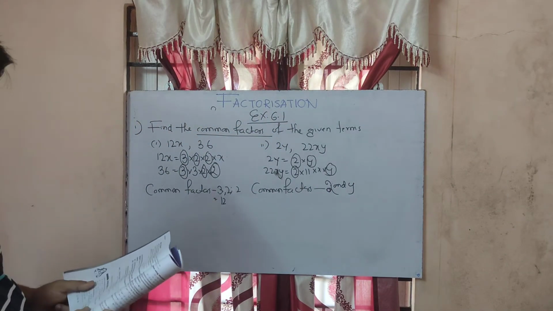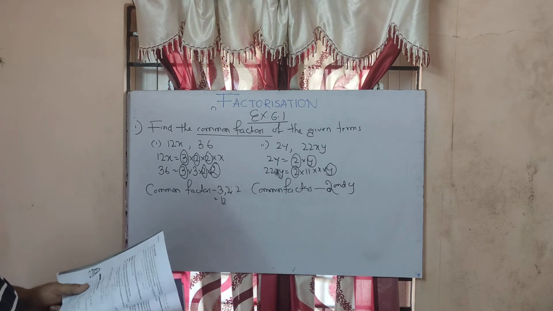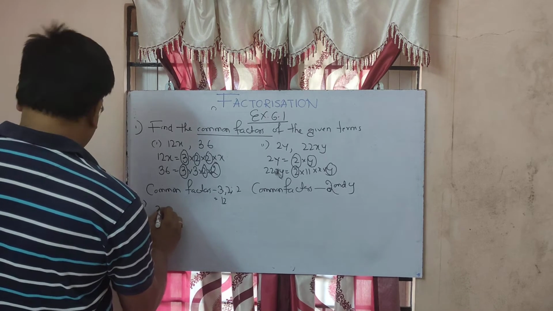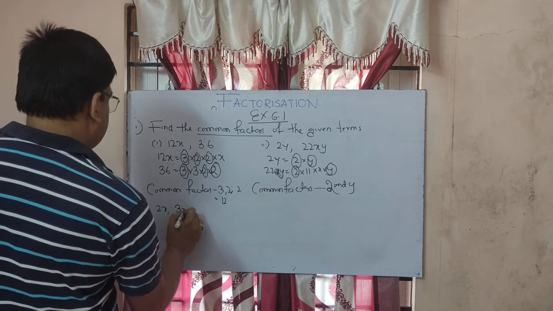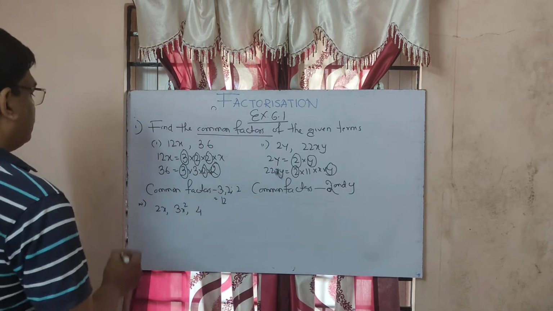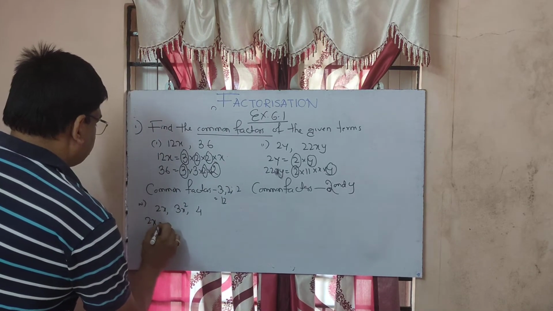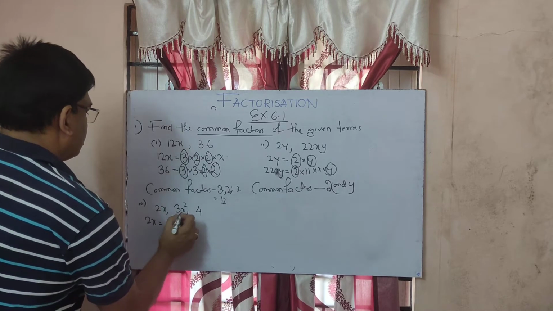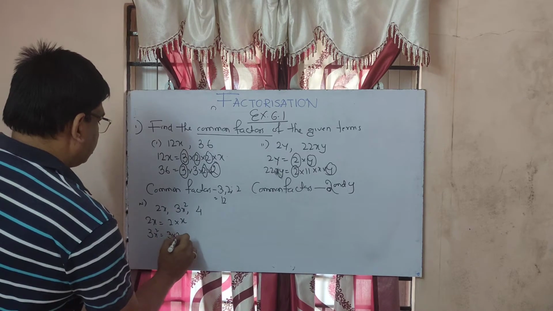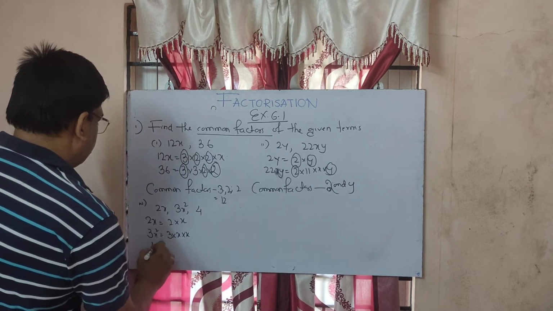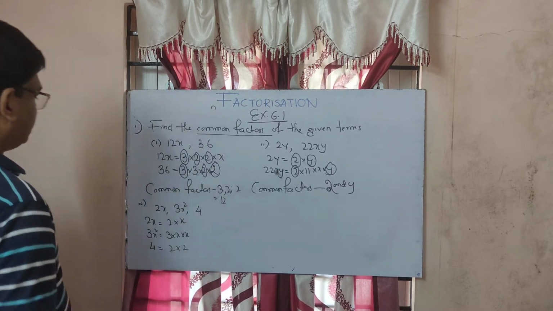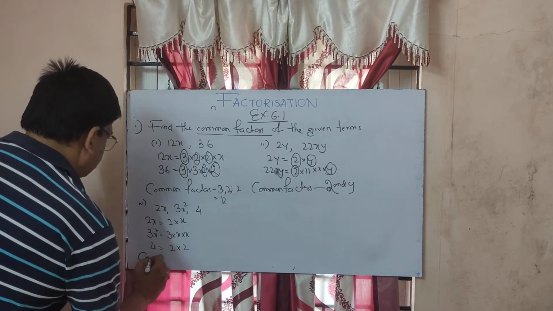Now I will leave the third one to you, and I will do the fourth one now: 2x, 3x square and 4. First of all, what you have to find? The factors of 2x: 2 into x. 3x square: 3 into x. And what are the factors of 4? 2 and 2. Now, just check it. Now you have to write the common factors.